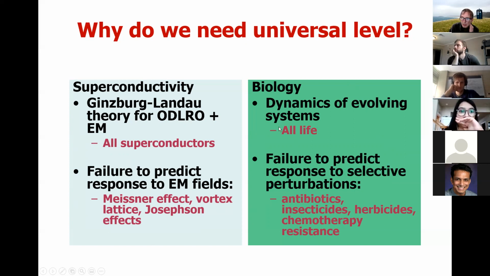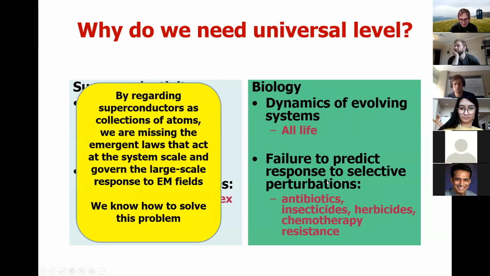What happens if you try to perturb not a superconductor, but a living system? Well, the way we perturb them is we try to make a selective perturbation. For example, you've got a bacterial infection, so you give somebody an antibiotic. You've got cancer, so you give somebody chemotherapy. You have some weeds growing in your field, so you apply herbicides to kill the weeds. Or you have too many bugs eating the crops, so you apply an insecticide. So the question is then, how do living systems respond to these types of perturbations?